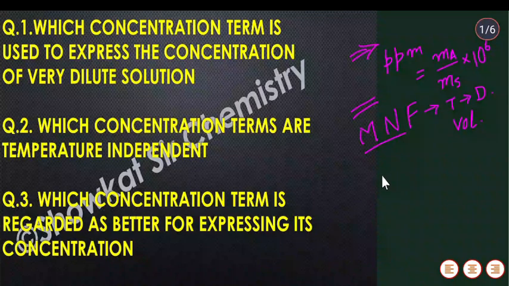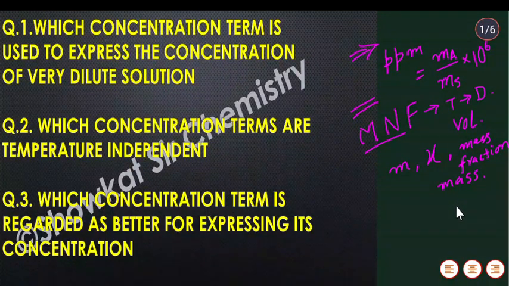But if we look at molality, that is small m, similarly the mole fraction, which is represented by the symbol chi, so we have molality, mole fraction, and similarly the mass fraction. They are temperature independent because they involve the mass. They don't involve any volume, they involve the mass of the solvent or the mass of the solution. So that is why they are temperature independent. This will be very important. Molality, mole fraction and mass fraction, you will remember, are temperature independent.